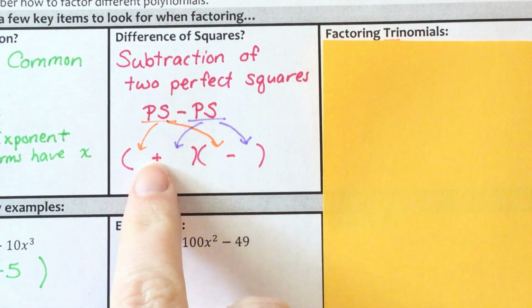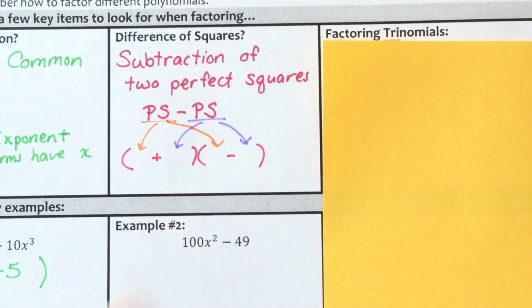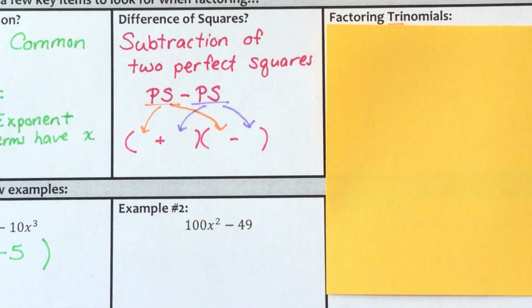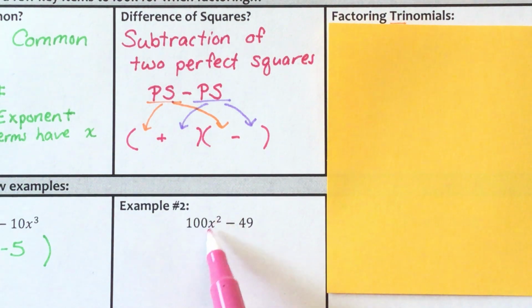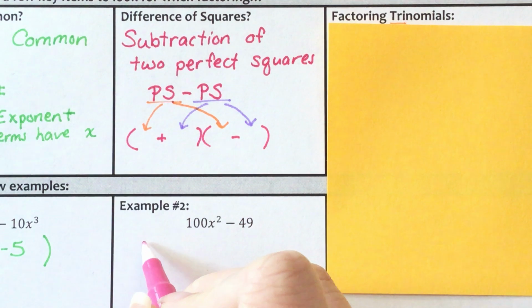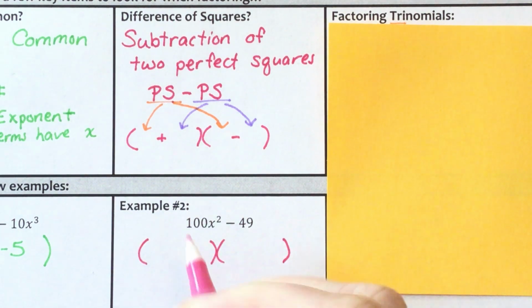All right, so these two sets of parentheses will look identical, except one will have a plus and one will have a minus. It doesn't matter which one's which. All right, so let's look at example number 2. We have 100x squared minus 49. 100 and 49 are both perfect squares. X squared is also a perfect square because it's got that 2 exponent. And then there is a minus in between, so perfect square minus perfect square. This problem is really nice because it takes one step to do. We know that we're going to have two sets of parentheses multiplied together. One gets a plus, one gets a minus.